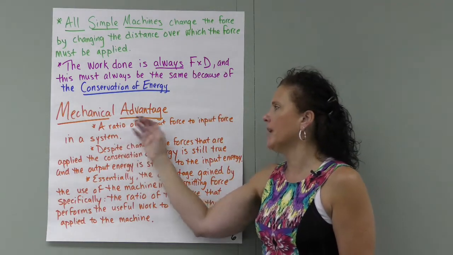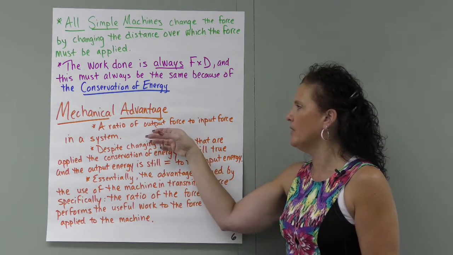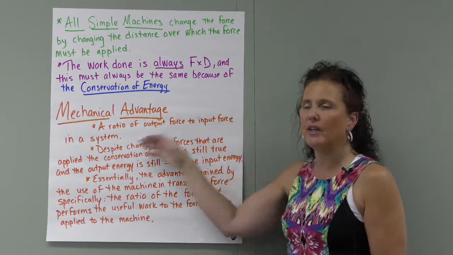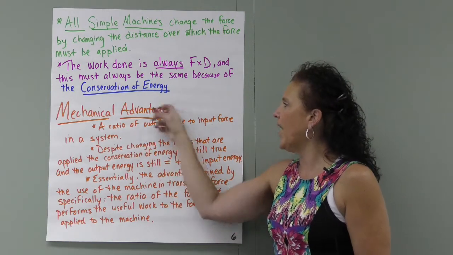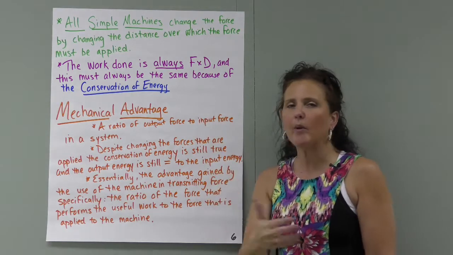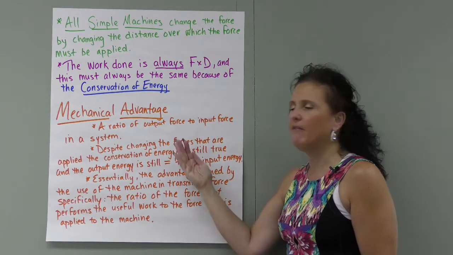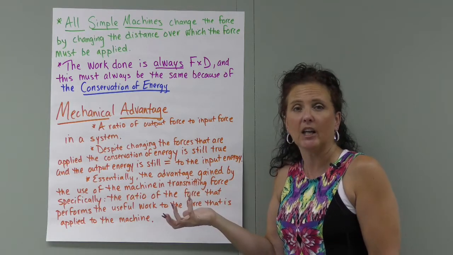Then we look at what's called mechanical advantage, and that's just a ratio of how much force we output to how much we have to input into this system. How much do we get out of that simple machine according to how much we have to put in? Or why would we use a simple machine? Why would we not just do the work? There has to be some advantage to using a simple machine, right?